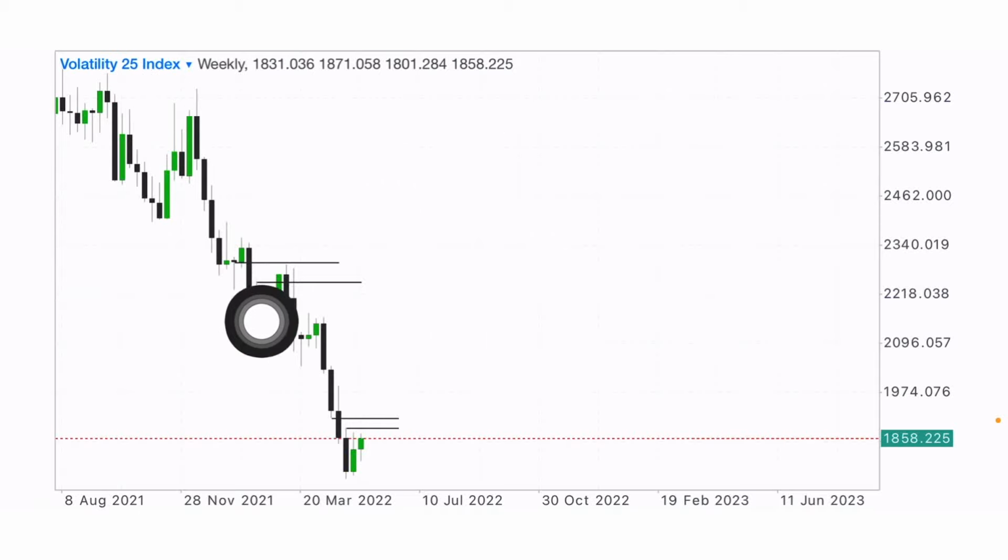Volatility 25, and this is the weekly time frame. An obvious bearish trend. You can see the market creating lower highs and lower lows for several weeks now. This market has been in a bearish trend.